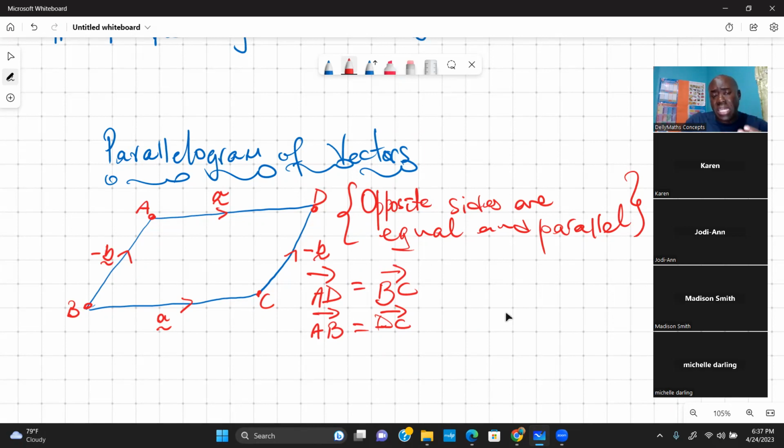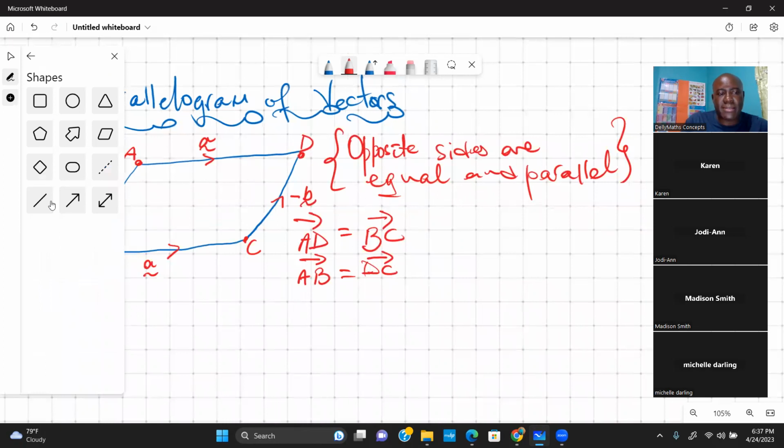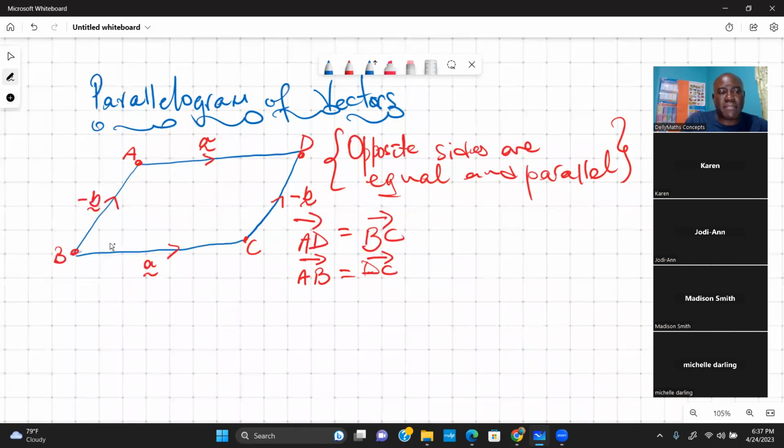Now, in the event that I want to put some more decoration on our diagram, for example, if I should have a line, one of the diagonals here from B to D, right? I'm looking at the diagonal from B to D. So I'm going to put an arrow on it. So I'm moving from B to D. You're going to realize that with the parallelogram of vector, the diagonal BD, you can get it two ways.